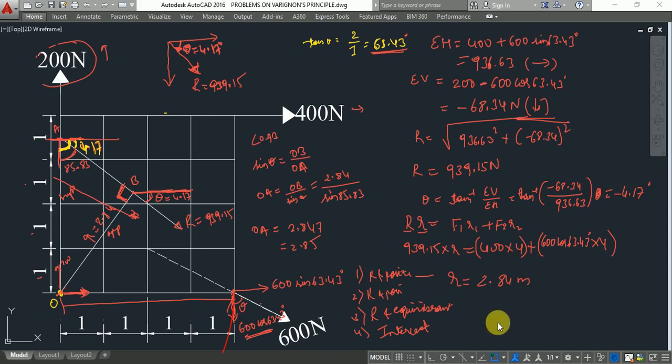So this is the completion of Varignon's principle. If any doubts are there, kindly ask me. So four varieties of problem. One is the resultant and its position on the given bar. Next is the resultant and position for other kinds of cases. And one more thing we have calculated is the resultant and the equilibrant. In this fourth category we have calculated the intercept. So to make you a bit more comfortable, I will solve one more problem on Varignon's principle. Thank you.